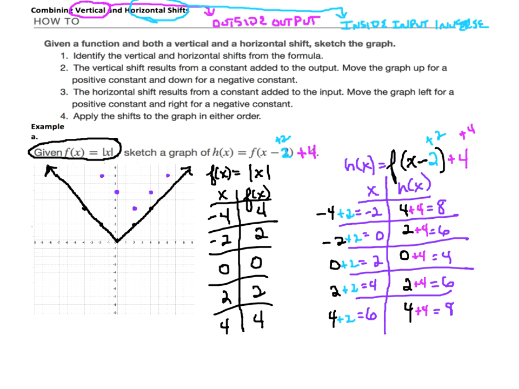So still that hard V, same shape. I have simply moved to the right. Let me get my colors here. I have moved to the right 2 and I've moved or translated up 4 to get to my new function.